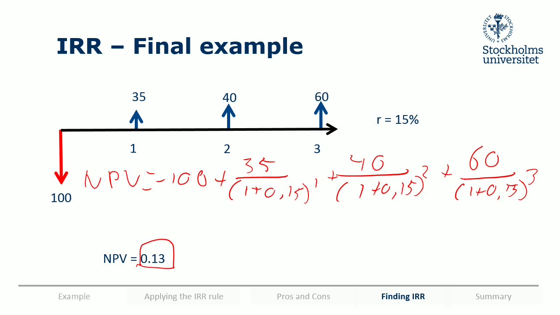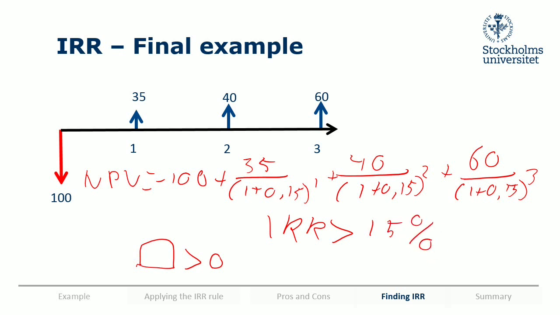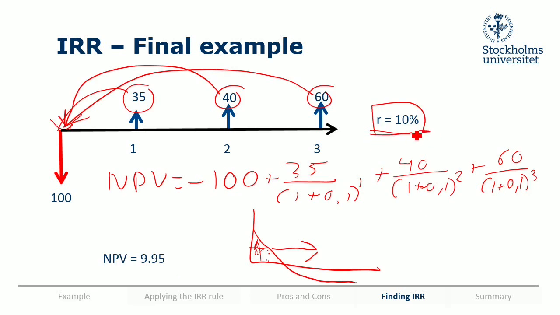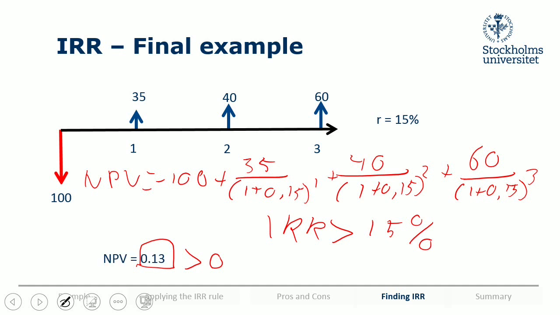But the important thing here is NPV is positive. This is still greater than 0. So that means that IRR is higher than 15%. How much higher? I don't know, but what I do know is, in the last slide, we found that with 10%, the NPV was 9.95. With 15%, it's only 0.13, so it's probably quite close to 15%. But I can't yet tell if it's 15 or 16%, or maybe even 17. But it feels reasonable to assume that it's quite close to 15.